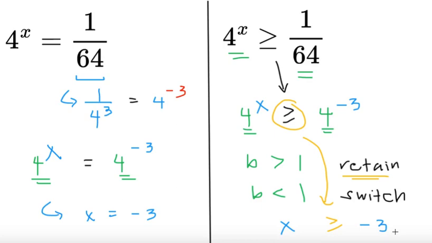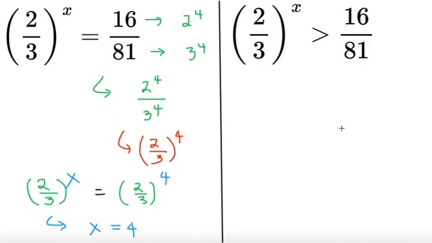Now let's go to the next example. We have 2/3 raised to x greater than 16/81. Again, if this was an equation, we'd just write the left side and the right side with the same base and then equate the exponents. We're generally going to do the same thing. We're still going to write the left side and the right side with the same base. So 2/3 raised to x, just copy the sign for now, and then we have 2/3 raised to the 4th power.